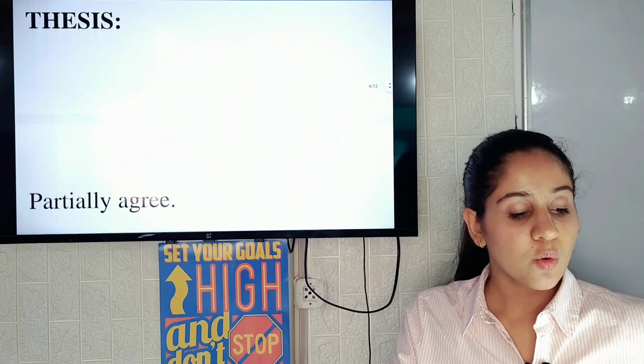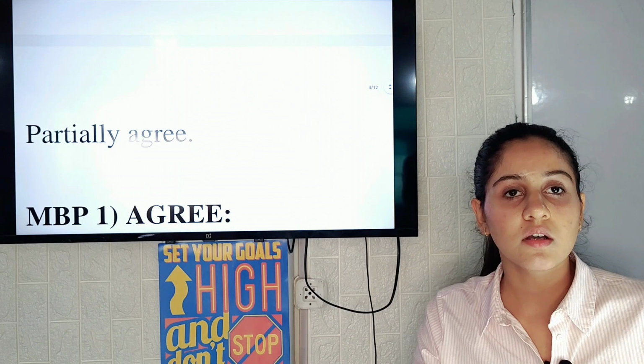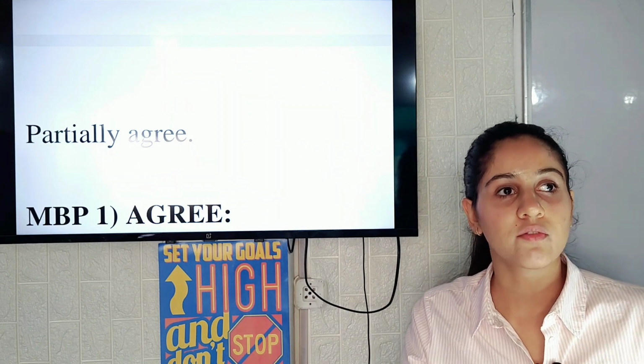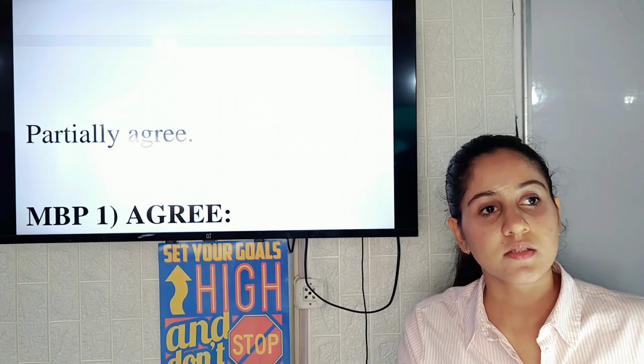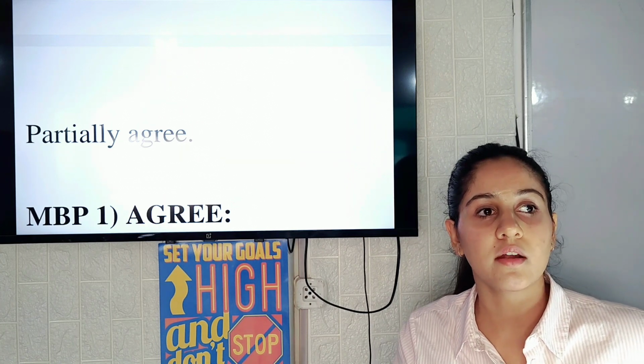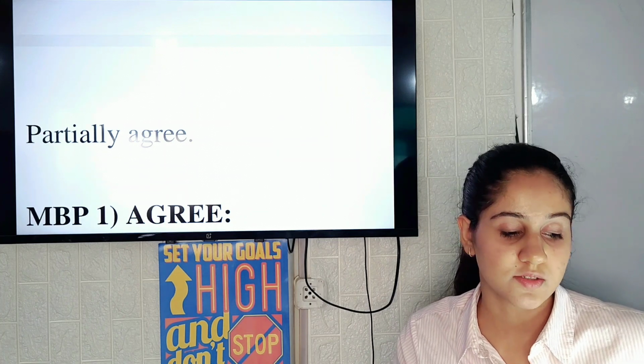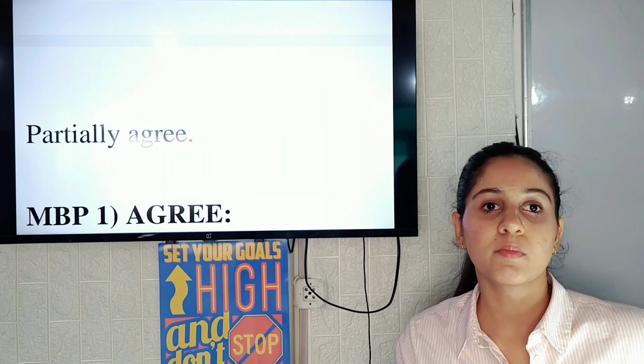Thesis: I will go with the partially agree option because I don't think it is a completely positive one. If it needs to be practiced in a particular country, then there should be certain laws and rules on behalf of which it can be practiced. So the partially agree option would be a good option.